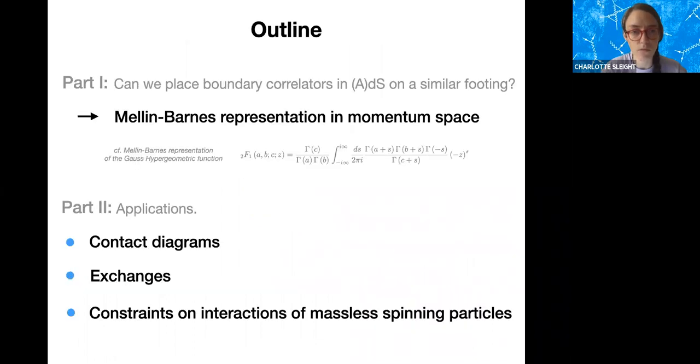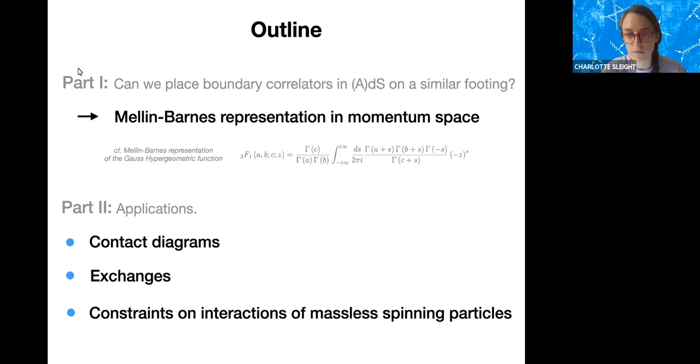And so one of the main objectives of our work was to see if there is some way in which we can try to level the playing field between boundary correlators in these two spacetimes. And to this end, we found it rather convenient to adopt a type of Mellin-Barnes representation for boundary correlators in momentum space, which I'll introduce very shortly in the first part of my talk.